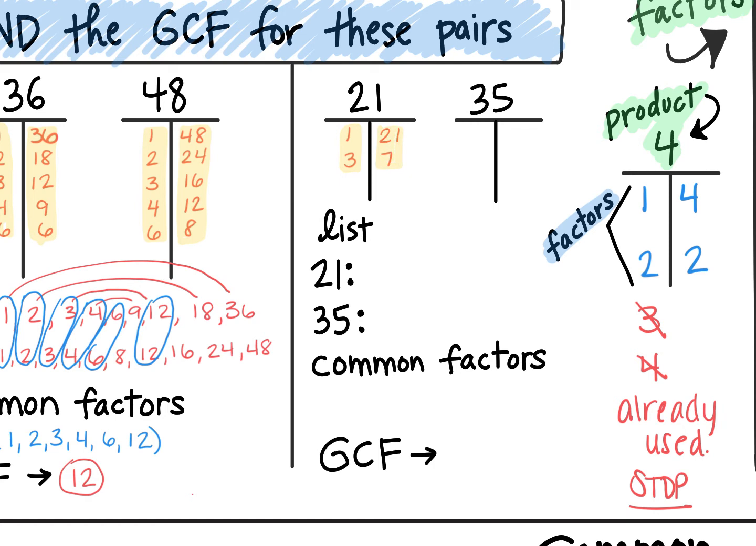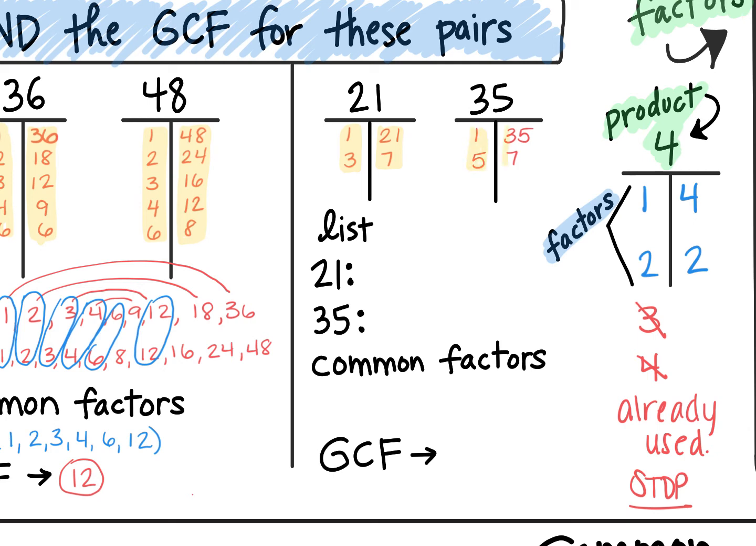35 is next, 1 and 35. 2? No. Why not? It's not an even number. Perfect. 3? No. 4? No. 5? Yes, 5 and 7. 6? Nope, 6 doesn't work. Moving on. 7? Yes, we know it works, so we stop because that is the twin.